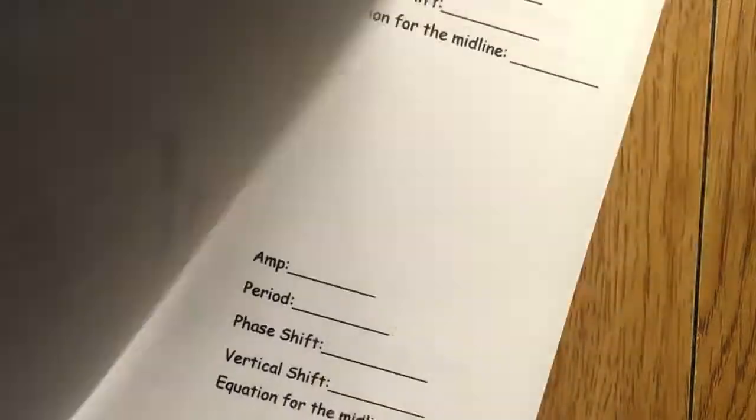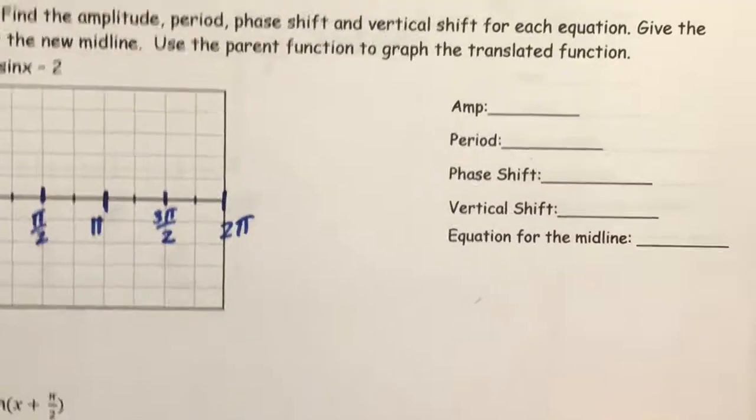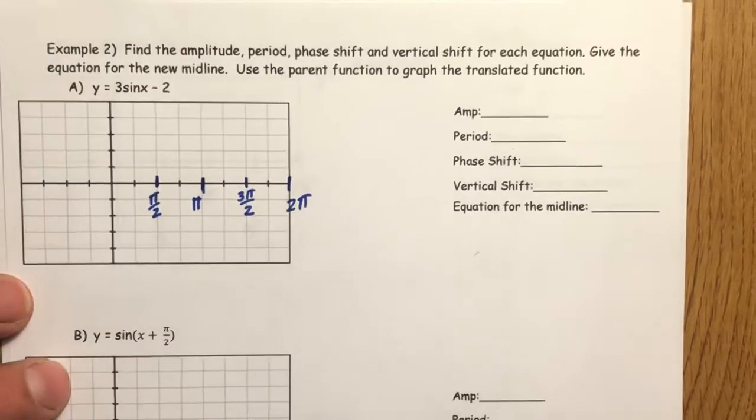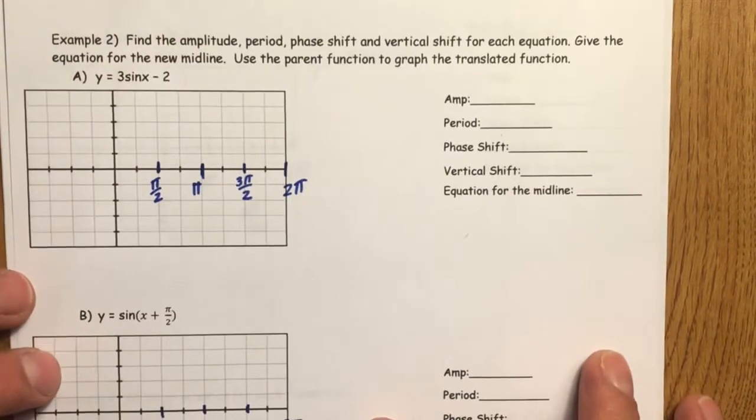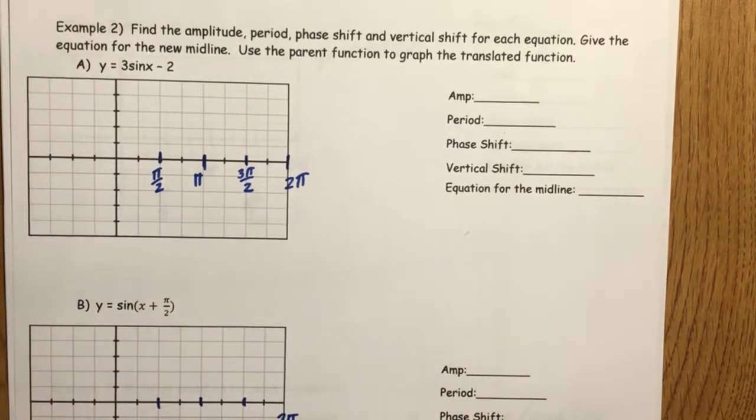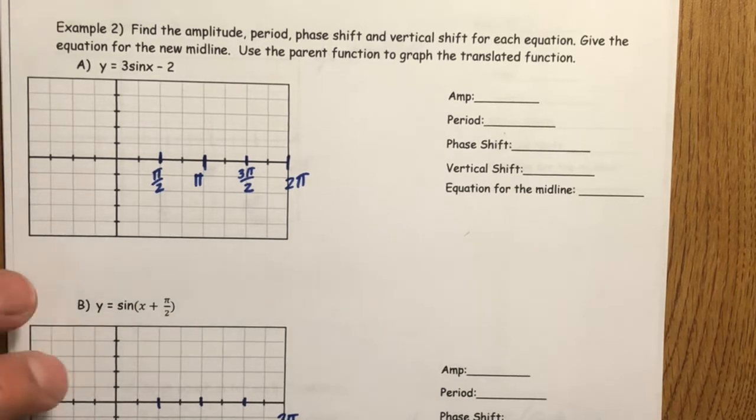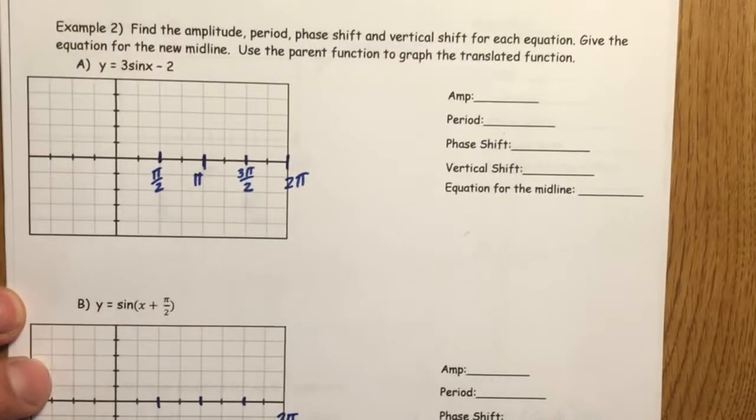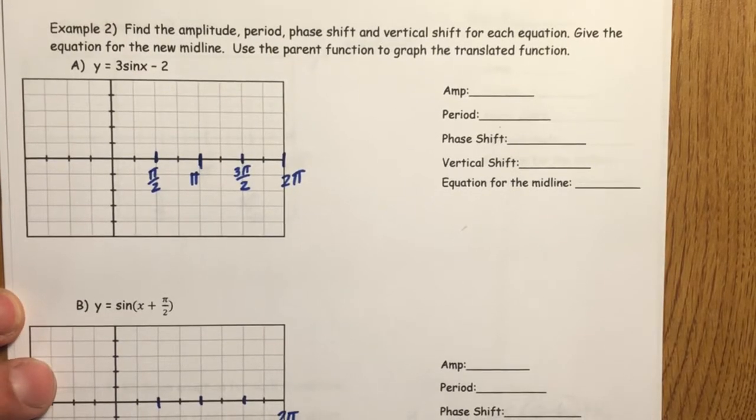Second page. I filled some of these out just to save a little bit of time, so I don't have to fill them out as we go. It says find the amplitude, period, phase shift, vertical shift for each equation. Give the equation for the new midline. Use the parent function to graph the translated function.